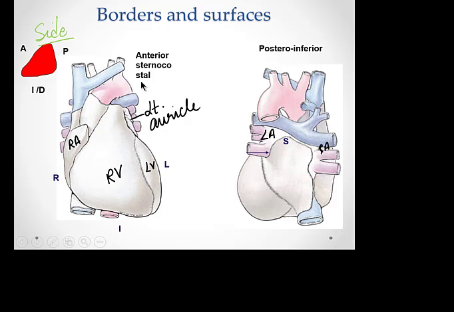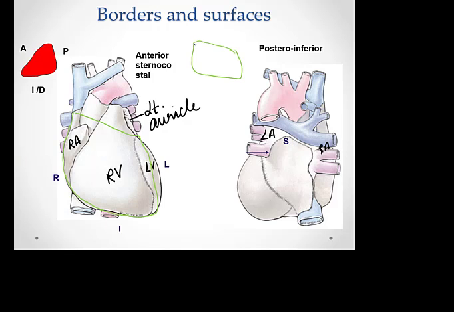So here let's look first at the borders and surfaces of the heart. So when we draw the heart, it doesn't look anything like this. This is what we normally draw it as. The heart actually looks somewhat like this. If you were to draw it, it is somewhat like this. So if I was to draw it, okay, I think I should change my color.